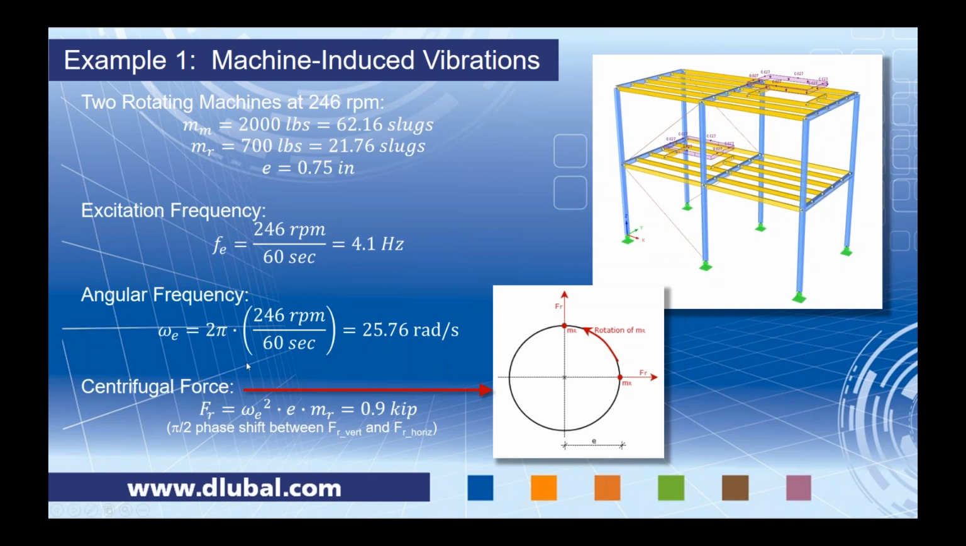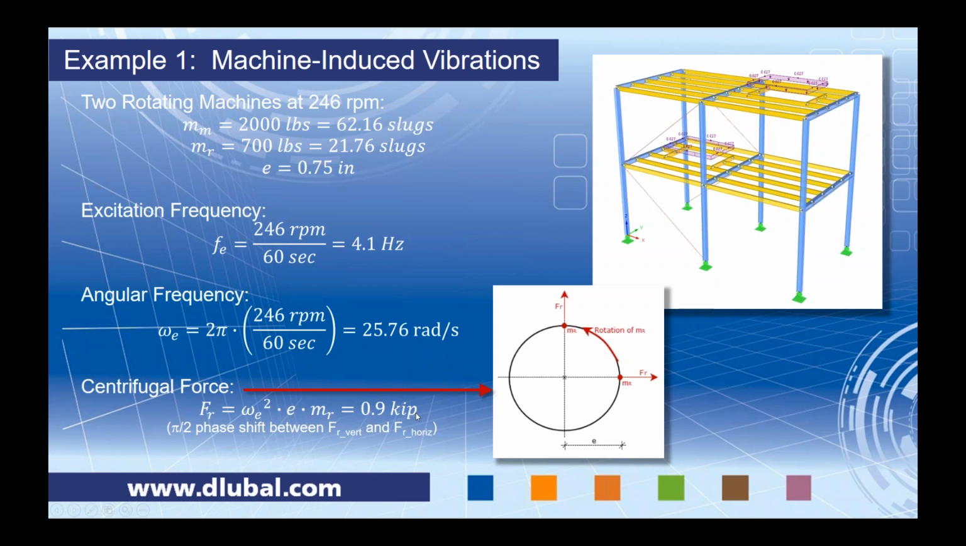force. Now, the force is going to be applied to my structure as a static load because this is what's going to tell the program, okay, this is the location that my excitation is going to take place that I'll eventually apply to my time history analysis. But we first need to convert these frequencies to an actual force. Well, this is done just by taking the angular frequency, squaring it, multiplying by the eccentricity, which was 0.75 inches, times the mass of the rotors, which eventually gives us 0.9 kips.